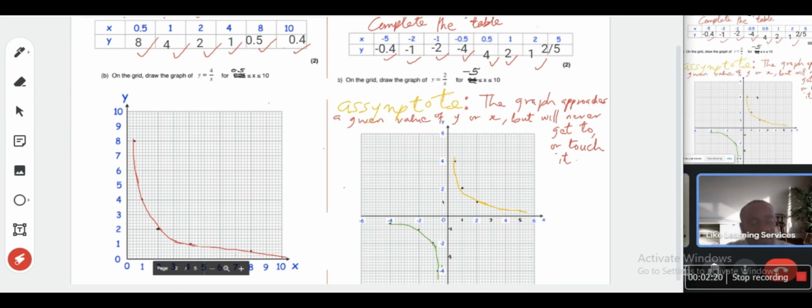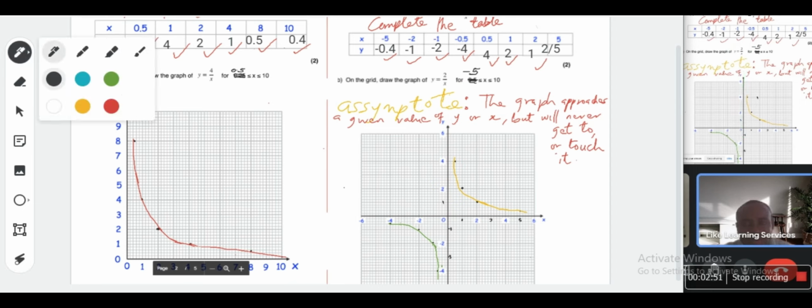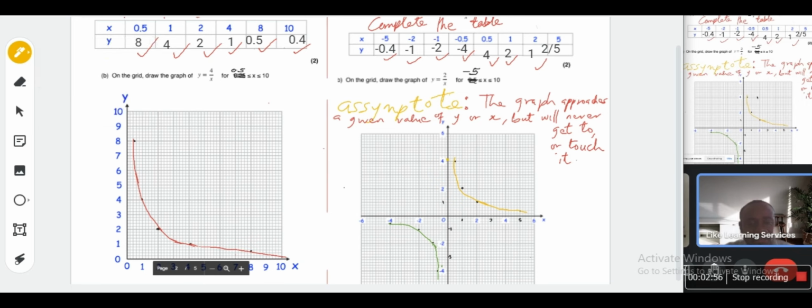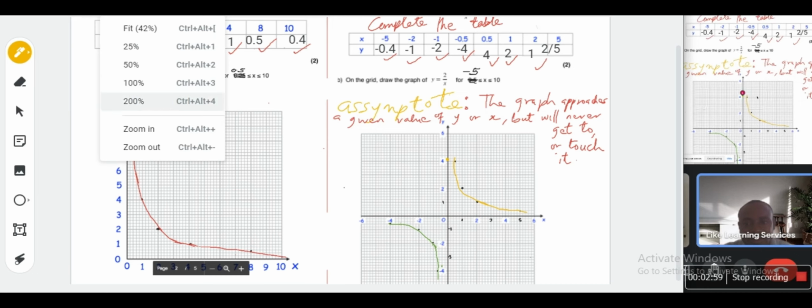Let me tell you why it will never touch that axis. Are you ready? This graph will never touch the y-axis. Let's see first of all why it will never touch the y-axis. I need to help you to reason out something. What is this coordinate? Please zoom in.